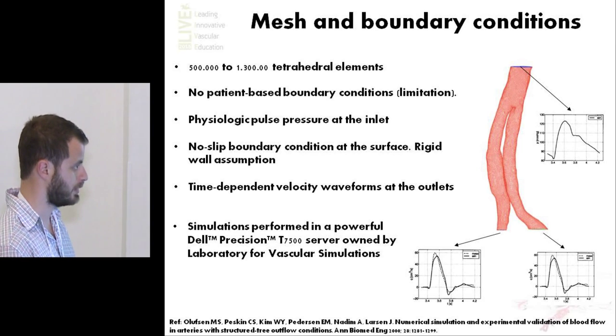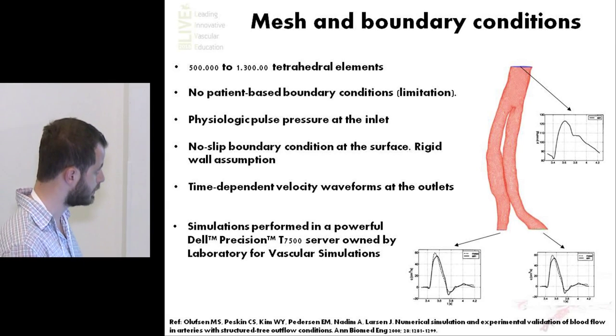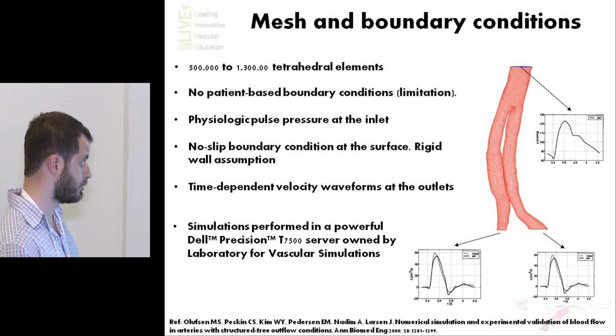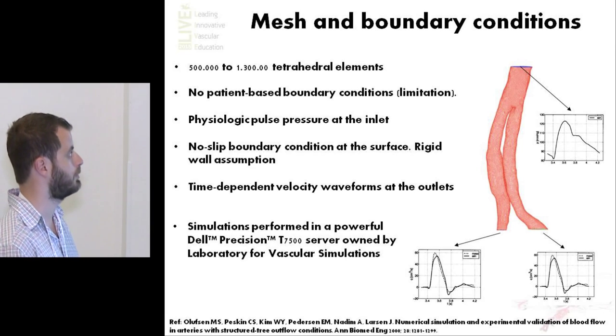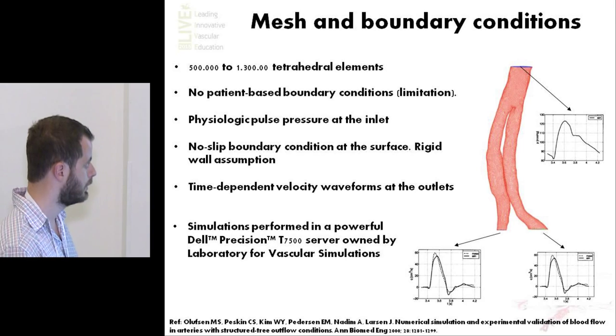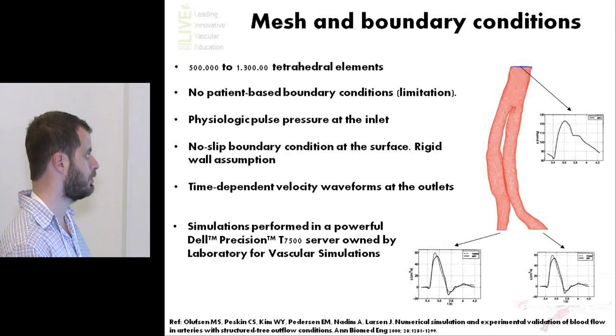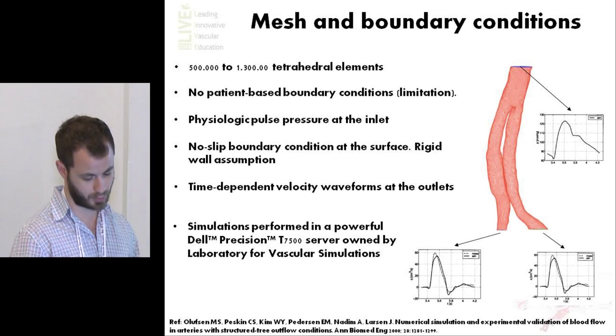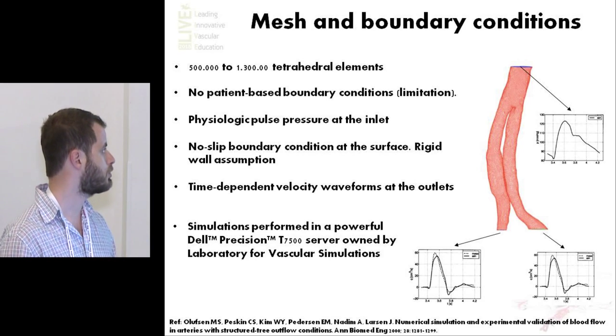Patient-based boundary conditions can be found from ultrasonography data, for instance. But our conditions derive from the literature, and specifically we put physiologic pulse pressure at the inlet, a no-slip boundary condition at the surface, which is a type of rigid wall assumption, and time-dependent velocity waveforms at the outlets. The simulations are performed on a powerful Dell server owned by the Laboratory for Vascular Simulations.